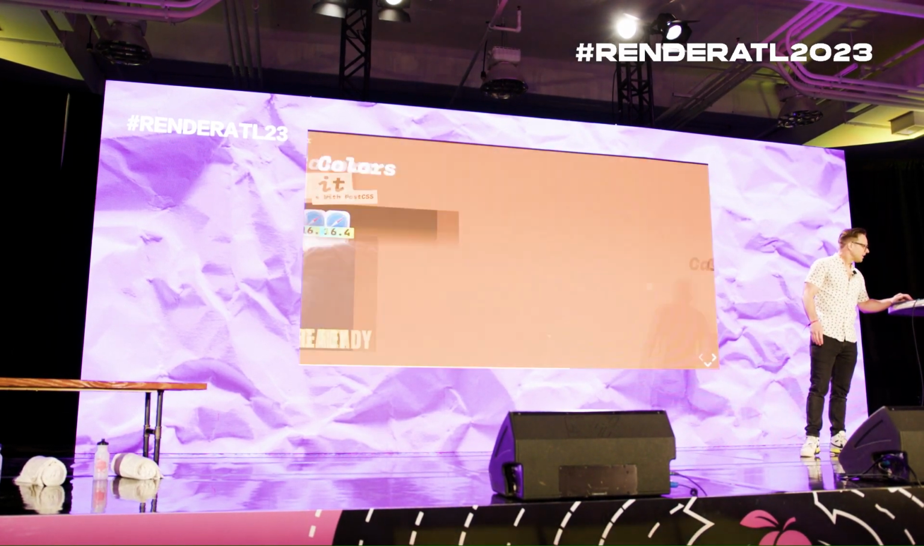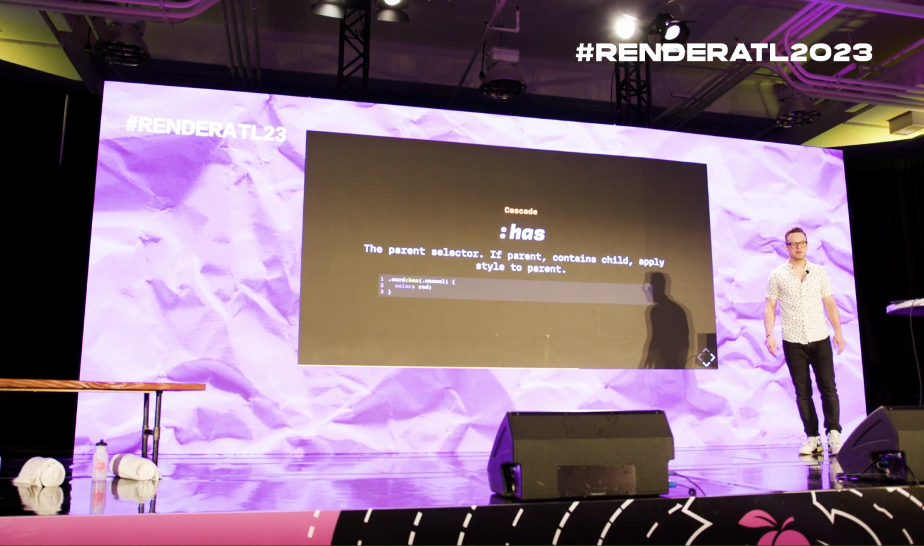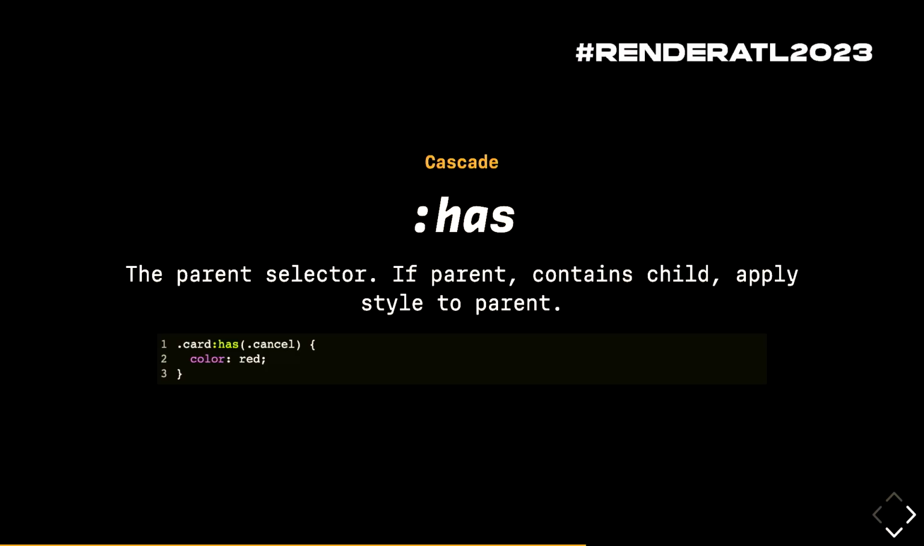OK. Next up is the Cascade. There's a lot of cool stuff coming in the Cascade, and one that's been getting a lot of attention is :has. Has, for good reason, has been getting a ton of attention. It's the parent selector. I remember in 2011, when you were first learning CSS, you'd be like, how do I style this based on the child? You can't. That's not how CSS works. But now it's how CSS works.